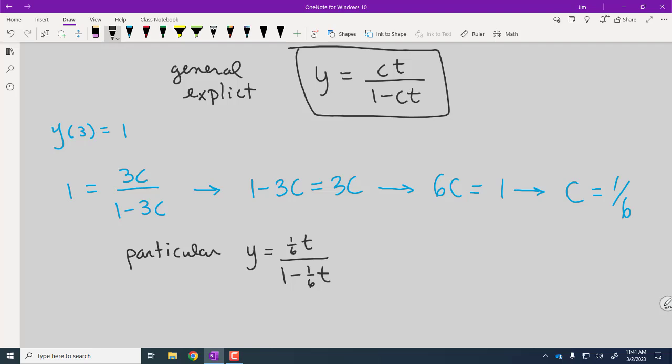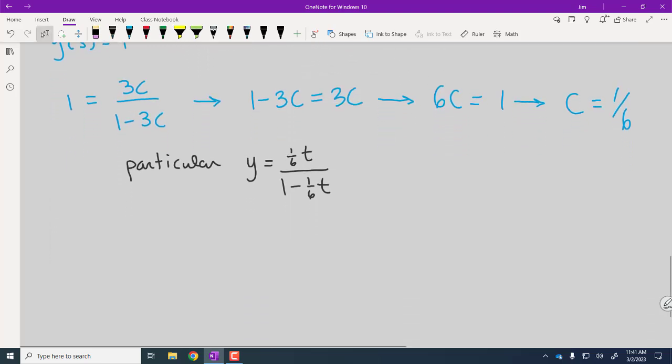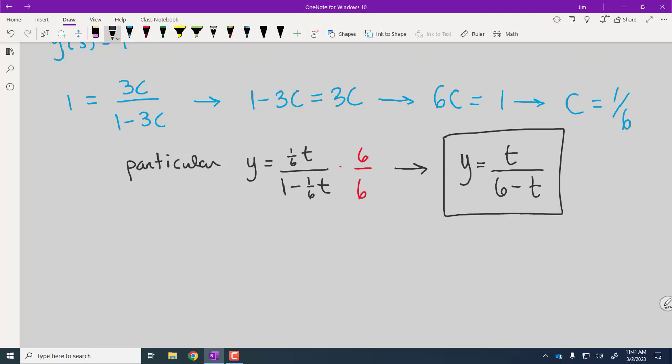Fraction's no good. We can't have a fraction of a fraction. That is not simplified. So what do we multiply top and bottom by? 6. If we multiply by 6 over 6, that will simplify it in one fell swoop. So 6 multiplied across the top gives t. 6 multiplied across the denominator gives 6 minus t. So that will be our final answer. Multiplying by 1 yet again. In the denominator, we have to distribute that 6.